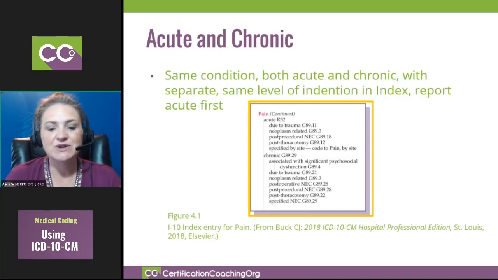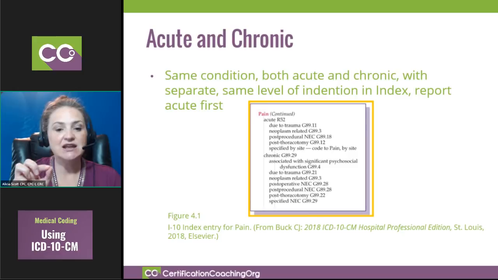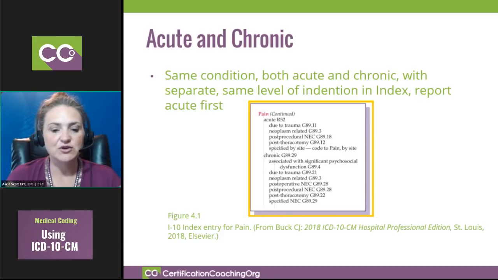Again, now look at the chronic pains. Chronic pain associated with significant psychosocial dysfunction, G89.4. Chronic pain due to trauma is completely different. It's G89.21, whereas if it's acute pain due to trauma, it's G89.11, because G89.1 is acute pain and G89.2 is chronic pain. And then I don't know what the one after that is. I have to go look it up. Again, neoplasm related, post-operative, post-procedural, specified, not elsewhere classified. We'll talk about that later.